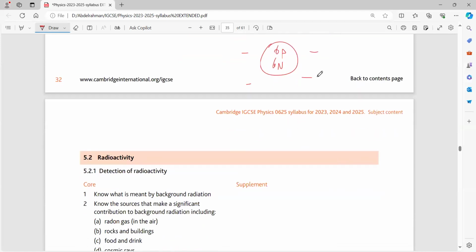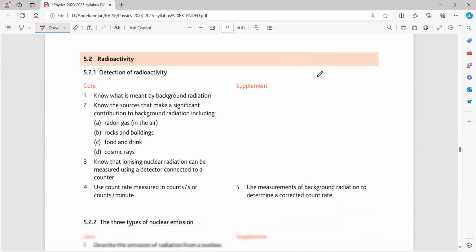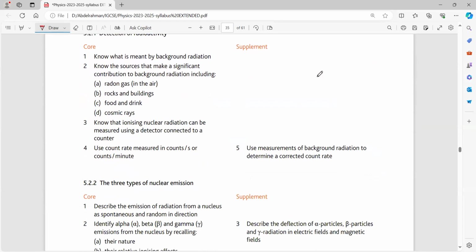Okay. Detection of radioactivity. We have something called the random background radiation. What are some of the main sources of the random background radiation? Radon gas, rocks and buildings, food and drink, cosmic rays, the sun. We have several sources of random background radiation.